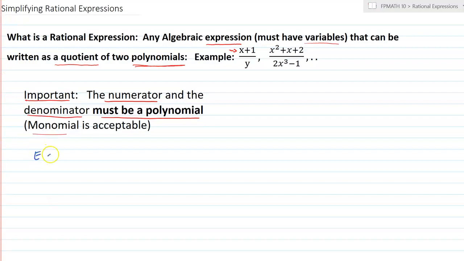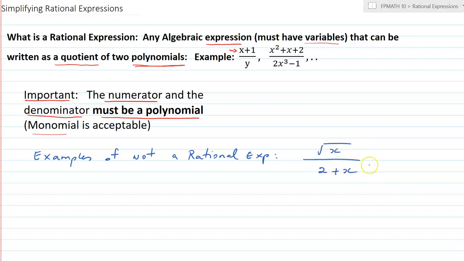All right, examples of not a rational expression. So for example, square root of x divided by 2 plus x, that is not a polynomial and not a rational expression because of the square root. A polynomial doesn't have a square root. A polynomial has integral exponents 1, 2, 3, 4, 5, not negative exponents, positive exponents only.